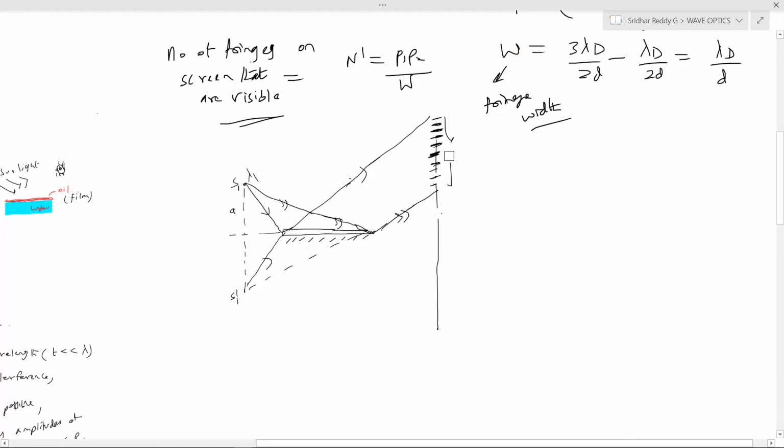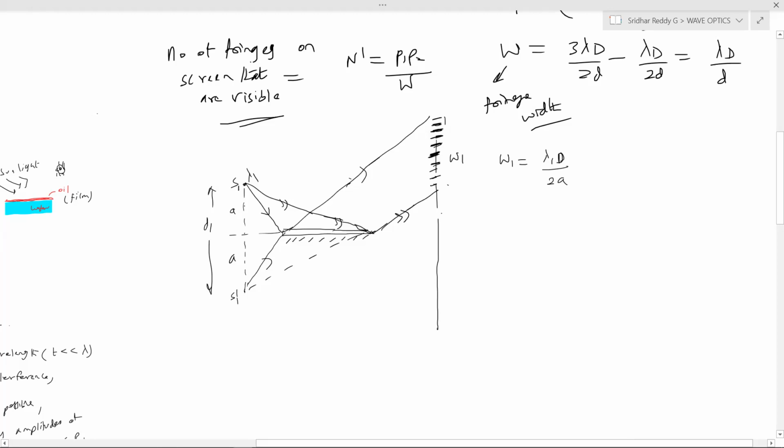So let W1 be the fringe width of that one. So what is the formula for fringe width? How do we write it here? So in this case, this will be D1. So W1 is equal to lambda 1 capital D by 2A, because what is the distance?